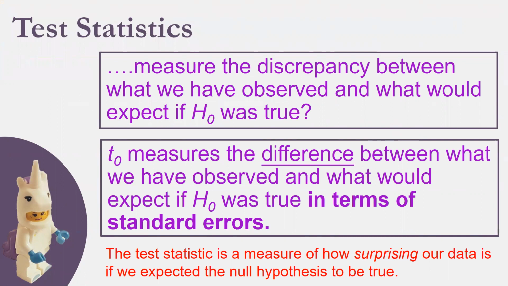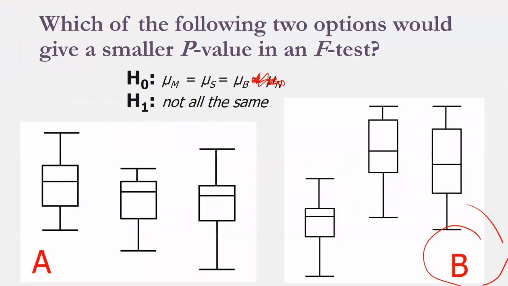So just like in that starting question, right? In terms of where's the biggest discrepancy between what we're observing and what we're expecting if the null is true, right? If the null is true, we're expecting three little identical boxes, yeah? So which one looks the most different from that? B. So B is going to have the bigger F test statistic, which is going to give us the smaller p-value.